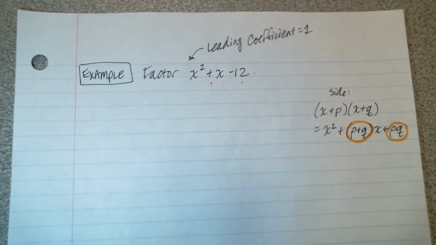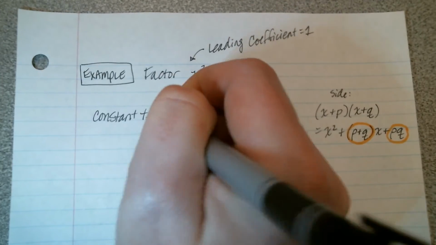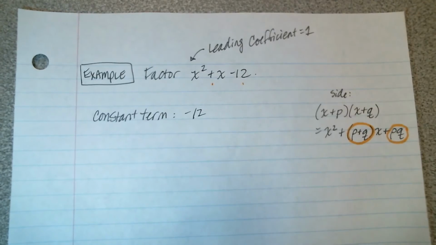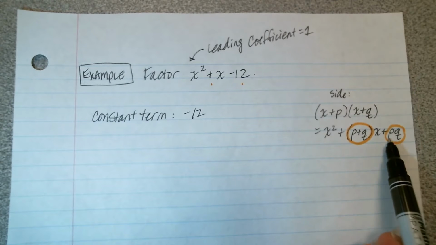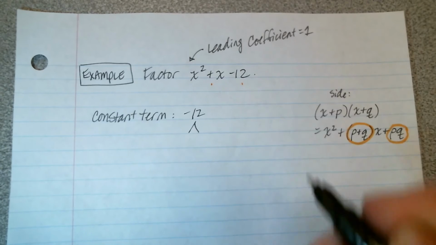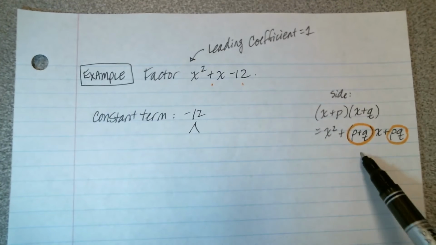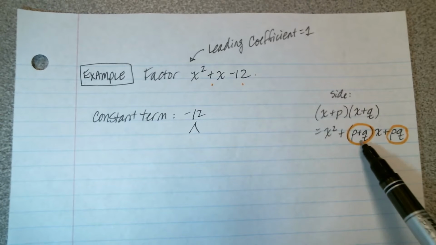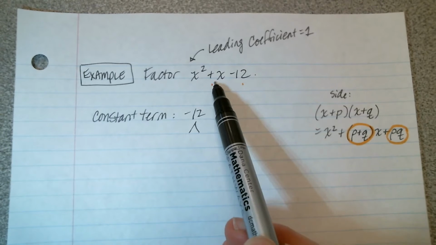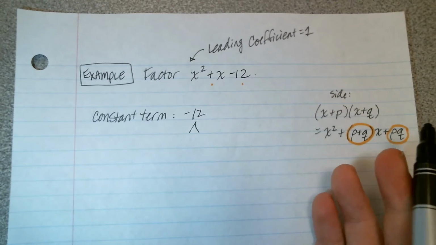What I'm going to do is take the constant term of -12, and I'm going to factor it. I need to find 2 numbers that multiply to -12. Then what I'm going to do is investigate those factors to find out which combination will add to the coefficient on my x term. So I'm going to go ahead and factor -12.